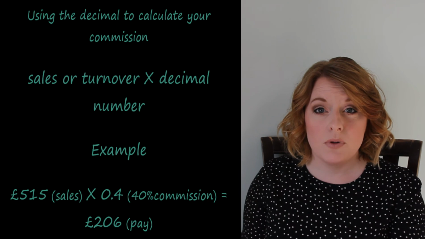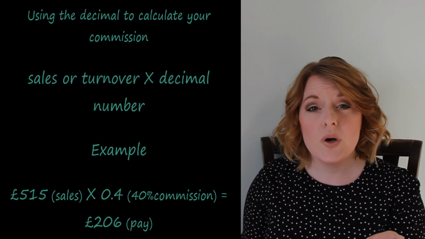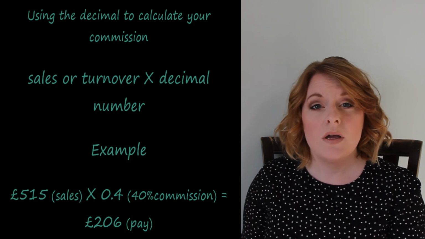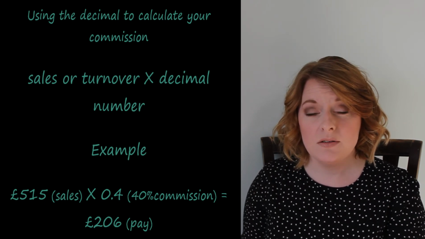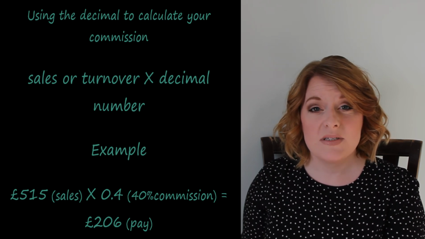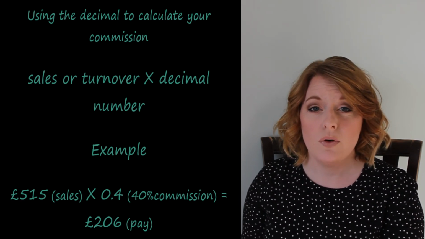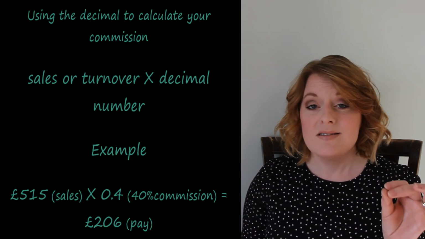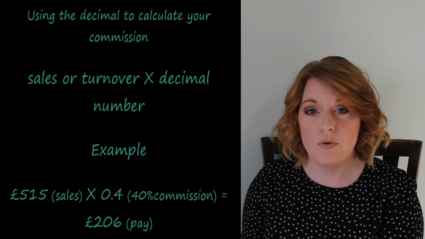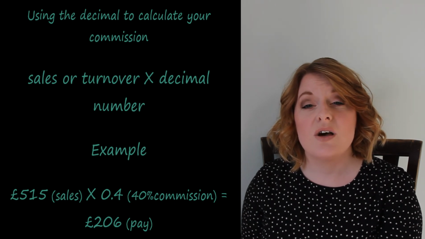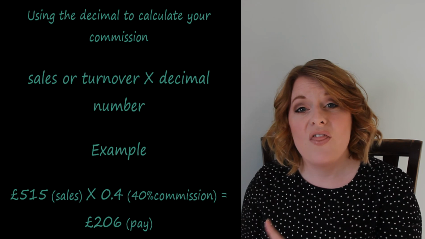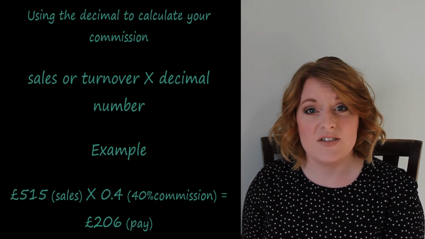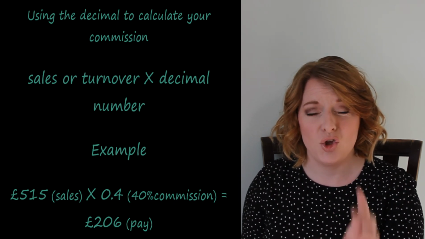So I've done an example. If you earn the salon £515 and you are on 40% commission, I'm going to turn that 40% into a decimal, which is 0.4, and I'm going to do 515 times 0.4. That gives you the answer of 206, and that figure is what you would take home at the end of that. That would be your pay, your earnings.